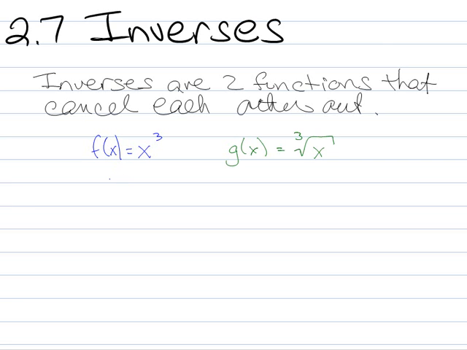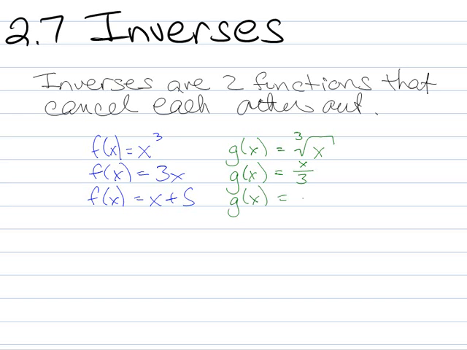Or say 3x. Think about what kind of function would cancel out 3 times x. How about x over 3? I can either multiply by 3 or I can divide by 3. If I multiply something by 3 and then divide it by 3, I'm essentially undoing it. I'm canceling it out. f of x equals x plus 5. If I add 5 to something, how do I get rid of the fact that I added 5? I would subtract 5, right?